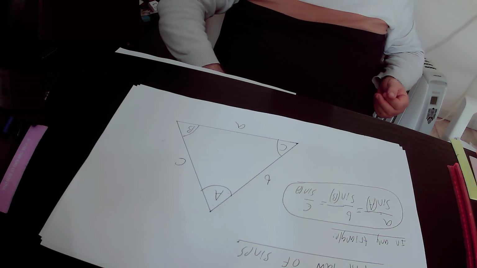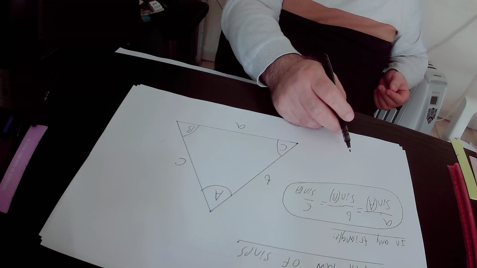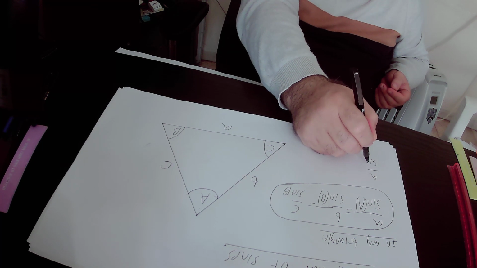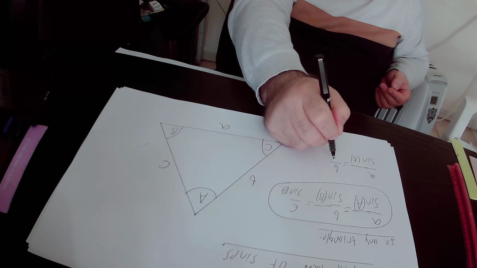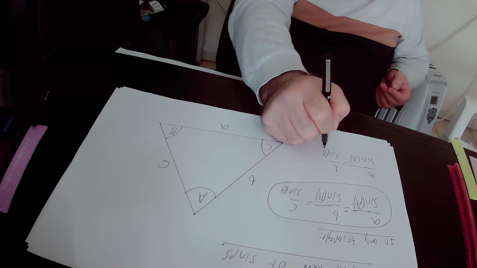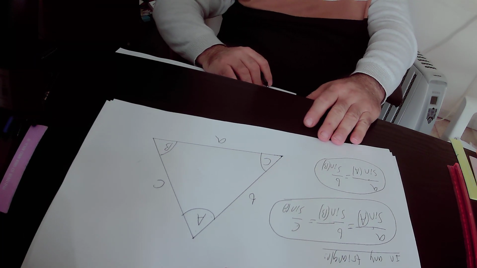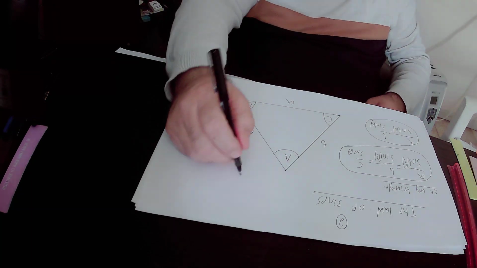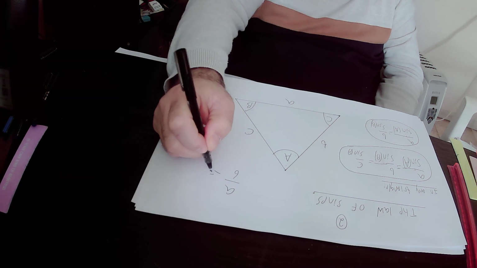Okay, so from this formula we can derive that a over sine A is equal to b over sine B. Here we will multiply this equation by sine A, and then we will divide it by b, and we will get that a over b equals sine A over sine B.